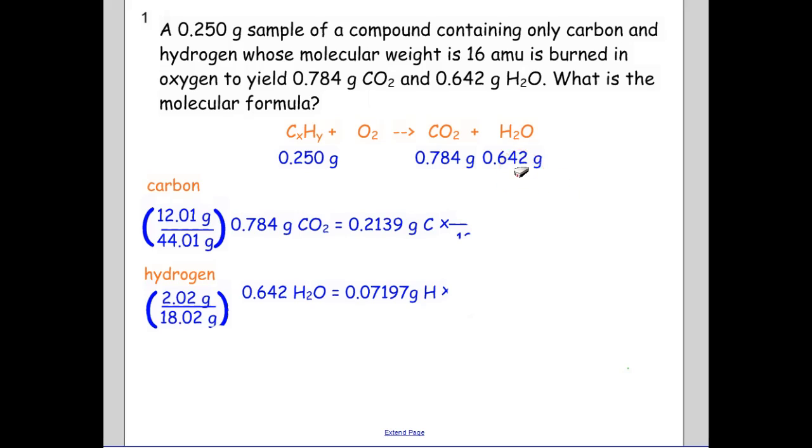There are only 3 sig figs in this problem, so I took a shortcut and only used 3 sig figs in my hydrogen. There's 2.02 grams of hydrogen for every 18.02 grams of water. Multiply that by my mass of water to figure out my mass of hydrogen in the water. That's 0.07197 grams of hydrogen in the water, so that's the mass of hydrogen in my original compound. Now it's just like doing any other empirical formula problem. The first thing I have to do is convert it to moles.